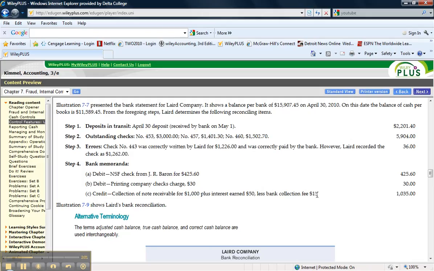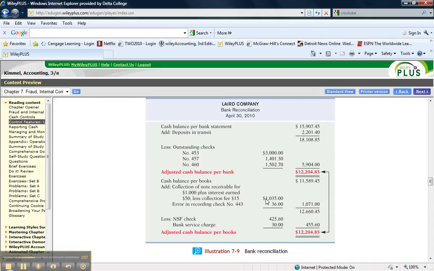The bank keeps a $15 fee for providing this service. So $1,035 hits our bank. So $1,035 is already in the bank balance because the bank's telling us about it. We have to add it to our account, our cash balance. Okay, so we add it in here.